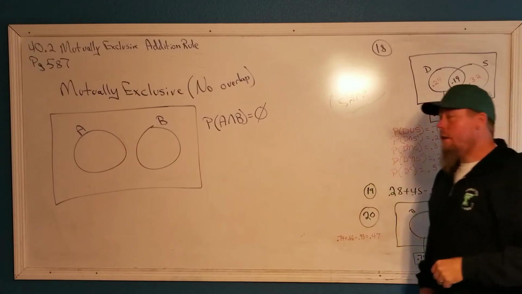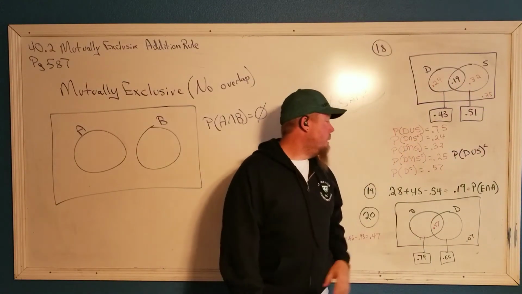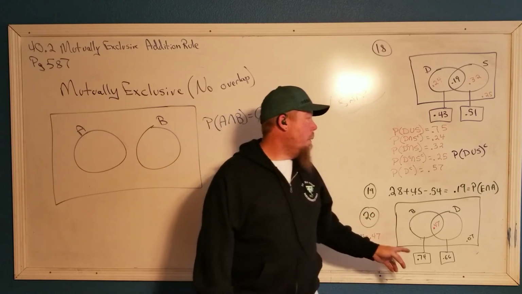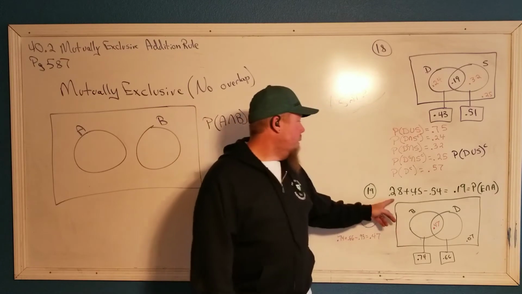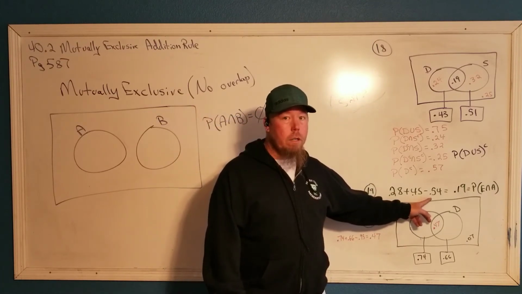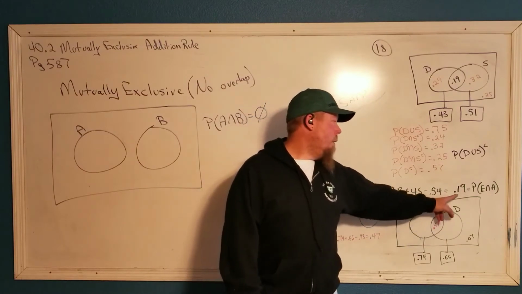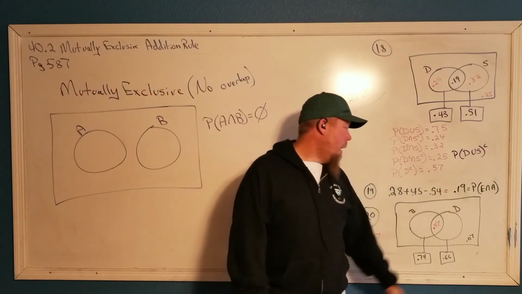All right, hopefully you're good there on 18. Number 19 is a much easier problem than 18, much simpler. They just want to know the probability that it is electric and it has an alarm. So we do 0.28 plus 0.45 minus 0.54. You subtract the OR, and that gives you the AND. You get 0.19. So number 19 is 0.19.